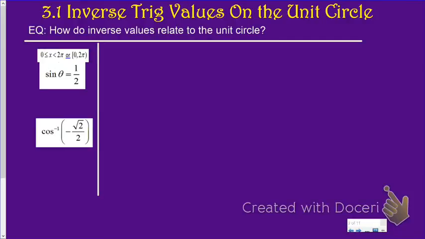Hi guys, so what we're going to do today is look at inverse trig values, which is kind of the opposite process of what we did when we found our exact values. If you remember, whenever we solved for sine or tangent inverse, that meant we were trying to find an angle, and that's exactly what we're going to do today.